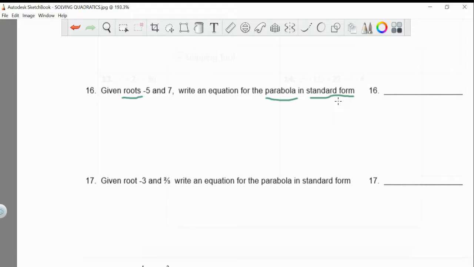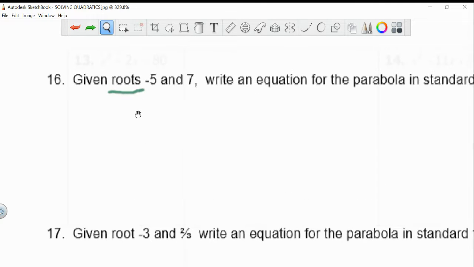I forgot I wrote something on the board. Give me a second to erase it. But parabola and standard form, you don't really need to know what these are yet. You'll learn about them in a day. But roots, you do need to know about roots, okay?